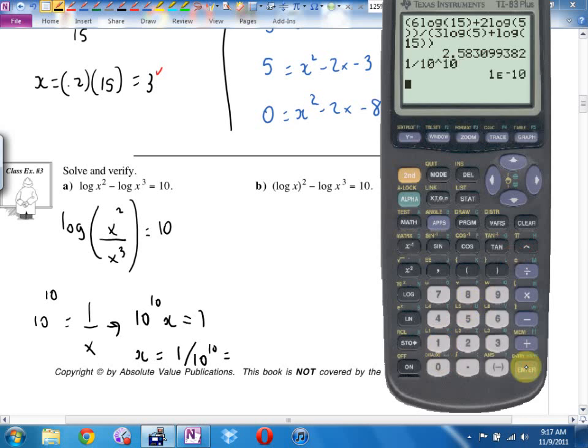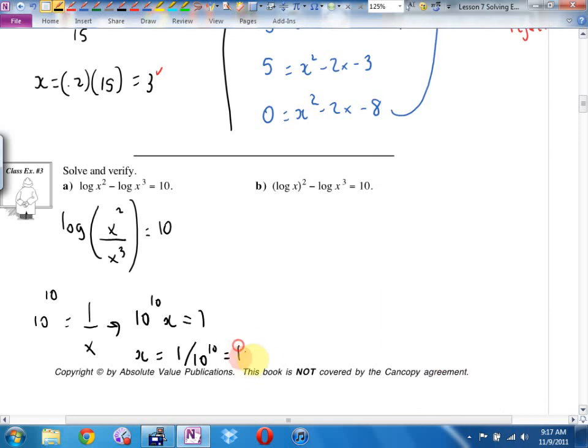Actually, I don't like this question because the numbers are so big. I would have preferred a base of 2 there and a base of 2 there and maybe a 4 there or something like that, something smaller, but whatever.